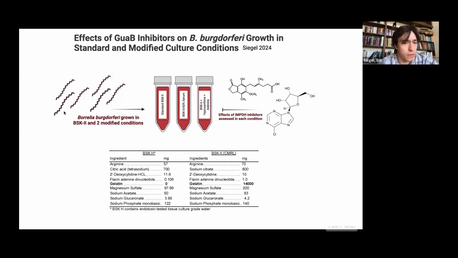So with this work, we performed the first test of guaB inhibitors against Borrelia spirochetes, to our knowledge. And we used 2 drugs at different concentrations. One is mycophenolic acid, which is an uncompetitive inhibitor of this enzyme, and the other is 6-chloropurine riboside, which is a purine analog.